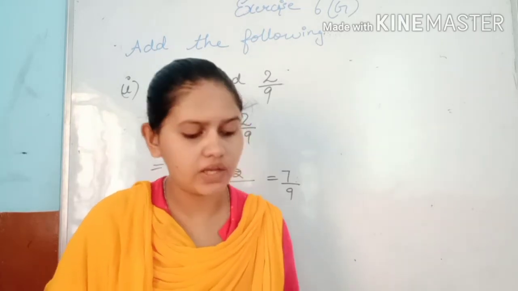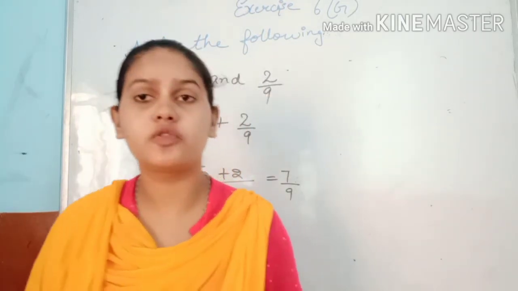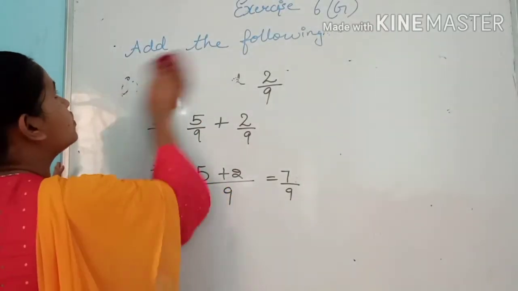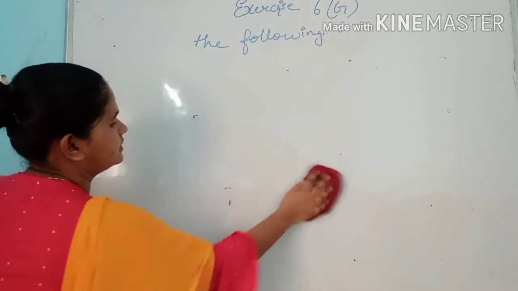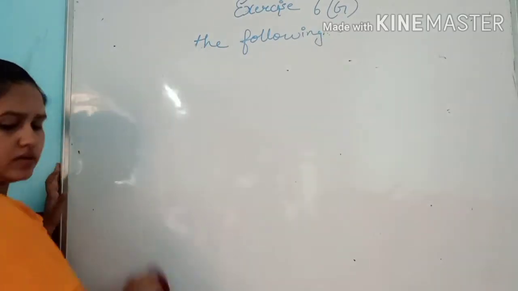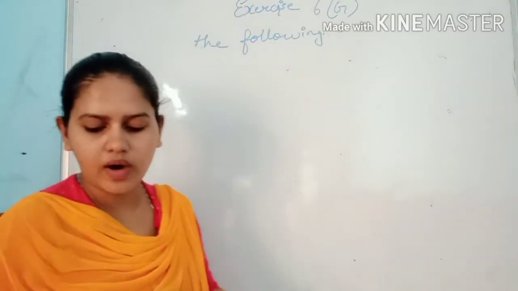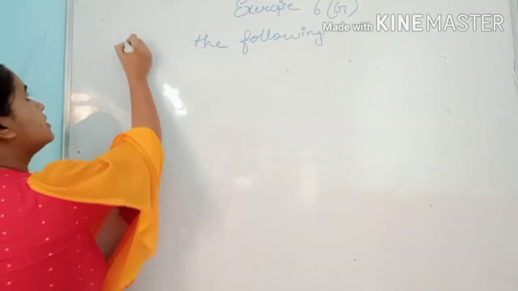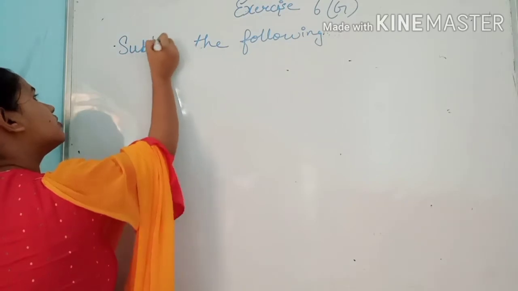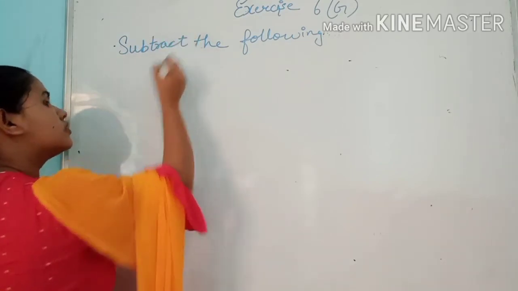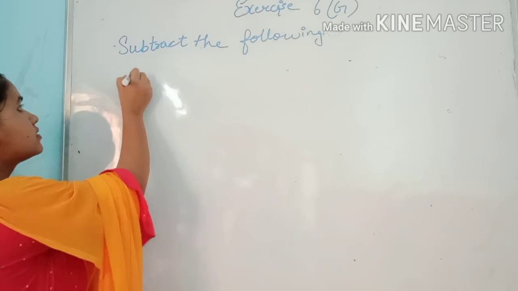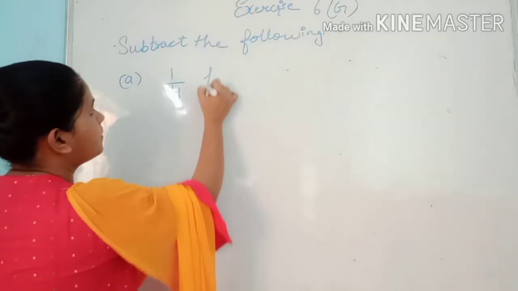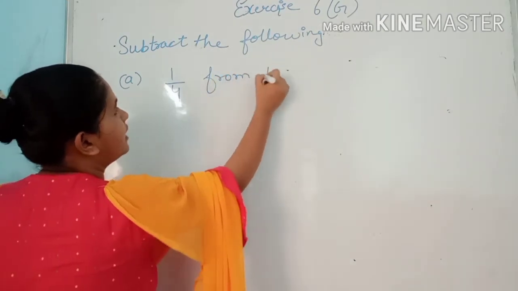So let's do the second one, the subtract the following. First we will learn how to do the subtraction, which means we are going to subtract. The first one is 1 by 4 from 1 by 4. As we have the first 1 by 4, we have to subtract 1 by 4 from it.